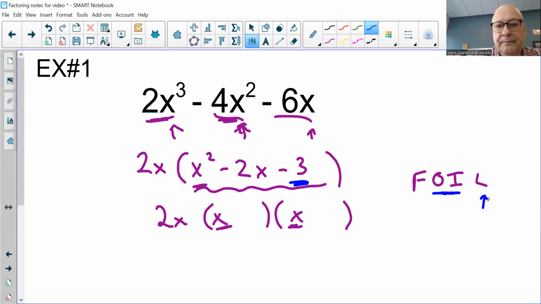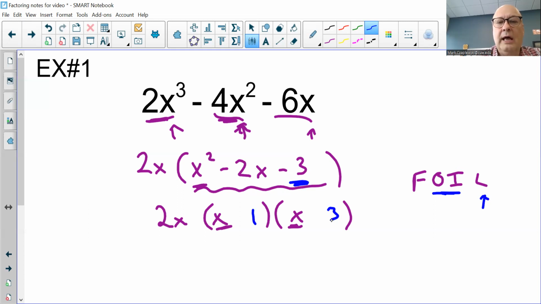Now 3 is kind of easy. If it was 6, it'd be a little bit more difficult, but 3, the only thing that 3 could be is 3 and 1. So you could put a 1 here and a 3 here. Now, if it was 6, you might have a 2 and a 3 or a 1 and a 6, and that's why it's called guess and check. You'd guess one of them and check it, and if it doesn't work, you'd guess another one.